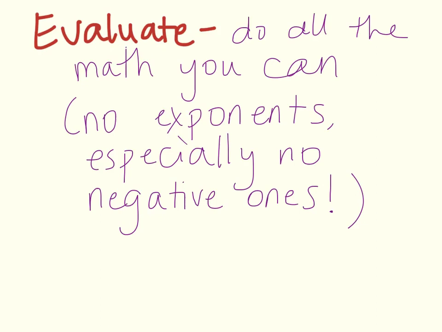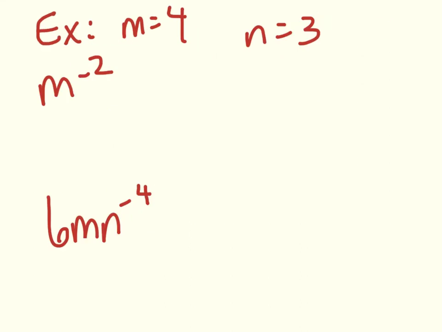Now, when we talk about evaluating, we've talked a lot about this, that it means do all the math that you can. Don't leave exponents, especially no negative exponents. All right? So if I'm going to evaluate the following, m to the -2nd, I'm going to say, okay, that's 4 to the -2nd, which I know means 1 over 4 squared. But again, I'm evaluating, so I want to change that and make it 1 over 16 would be my final answer.